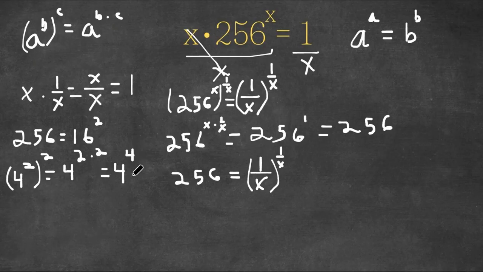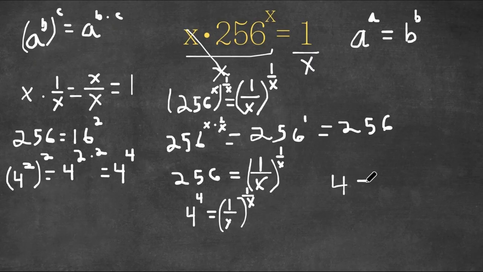And as you can see, now this is in the form a to the power of a. So we're going to replace 256 with 4 to the power of 4. And this is still equal to 1 over x to the power of 1 over x. Now all we have to do is set a equal to b. So 4 is equal to 1 over x, because if a to the power of a equals b to the power of b, then a is obviously equal to b.